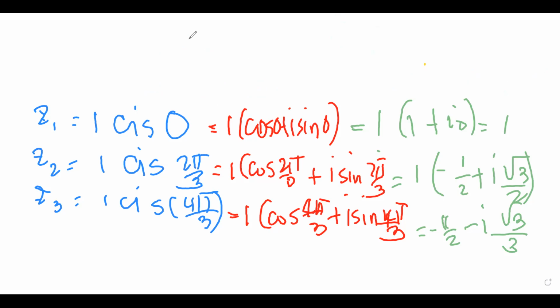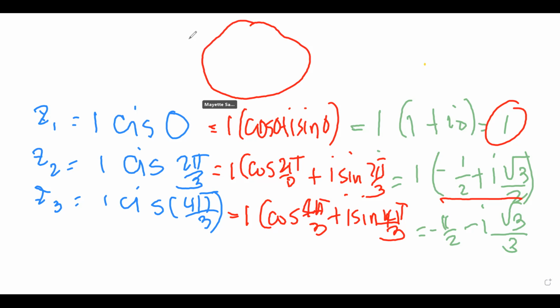Again, Z1 is 1. Z2 is negative 1/2 plus i root 3 over 2. Z3 is negative 1/2 minus i root 3 over 2. Plotting that in the Argand diagram, this is your Z1 because it's 1.